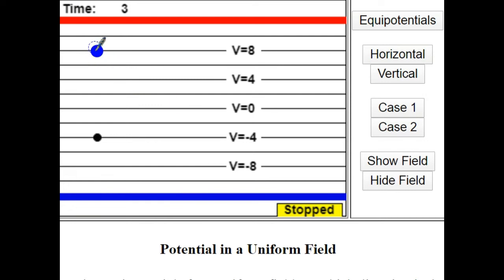If I have this particle here, any 2 points at this level have electric potential 8 volt. And any point at this level has electric potential minus 4 volt. The red points are equipotential and also the blue points are equipotential.